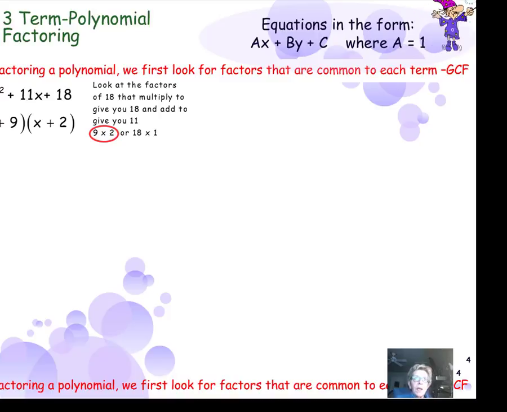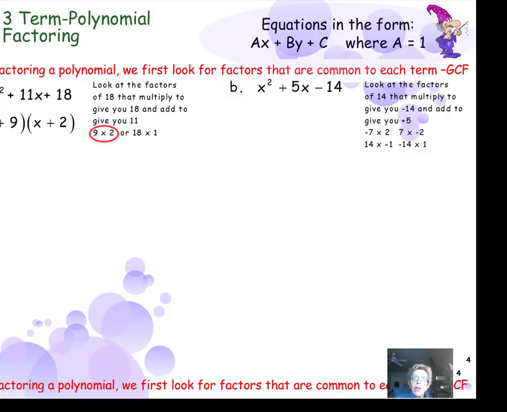My next one, I have to look at the factors of negative 14. Now you're going to see that my original trinomial has a positive and a negative sign. So my factors have to be both positive and negative. So do I want the factors negative 7 times 2, 7 times negative 2, 14 times negative 1, negative 14 times 1? You'll actually get very good at finding these factors. My factors for this trinomial, I'm going to choose 7 times negative 2, and that gives me x plus 7 times the quantity of x minus 2.